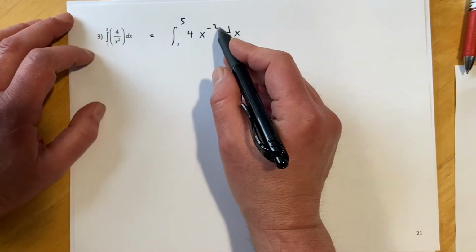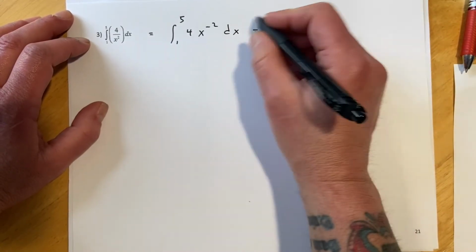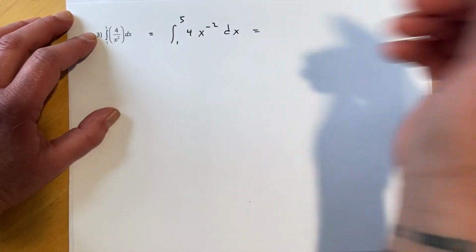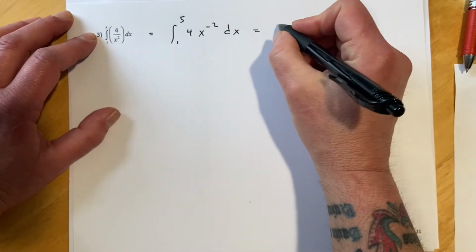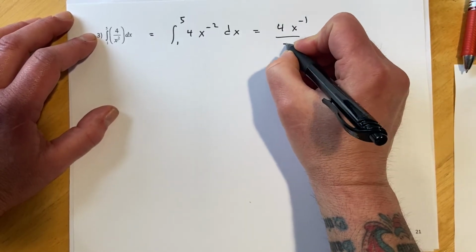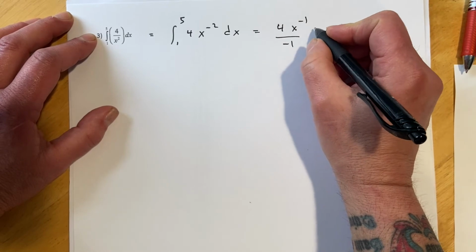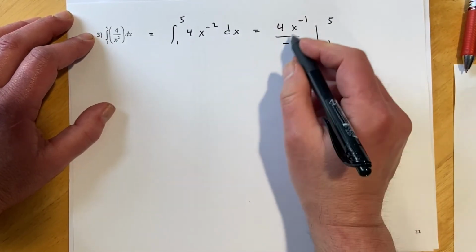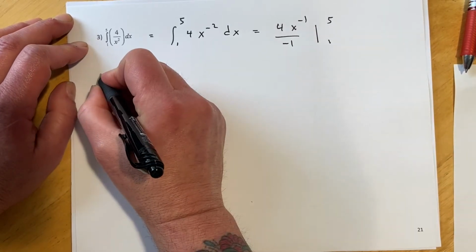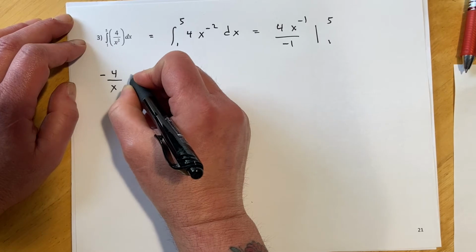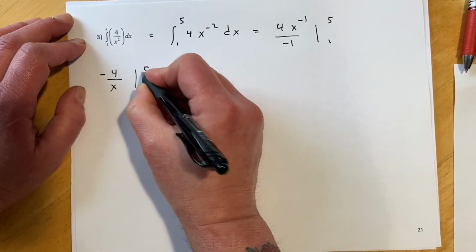And then we'll go ahead and do our integration. So that's going to give us -2 plus 1 would be -1. So 4x to the -1 over -1, and that's going to be evaluated from 1 to 5. And then this is kind of ugly, so let me fix that up a little bit. This is going to be -4 over x evaluated from 1 to 5.